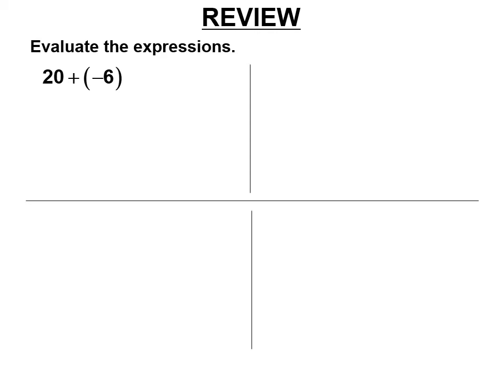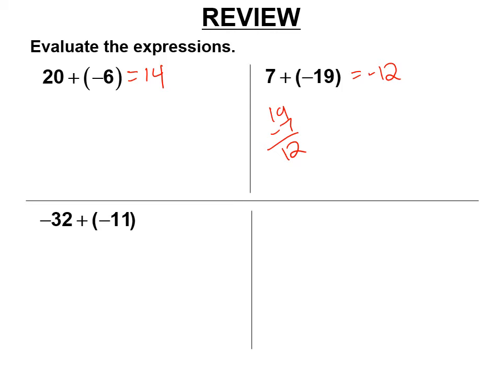Then we're going to have basic integer addition on the test. There are 14 extra positives there. 19 minus 7 is 12, but there are 12 extra negatives there. This one is different than those two because everything is negative. And so there are 43 negatives there. The answer is negative 43.